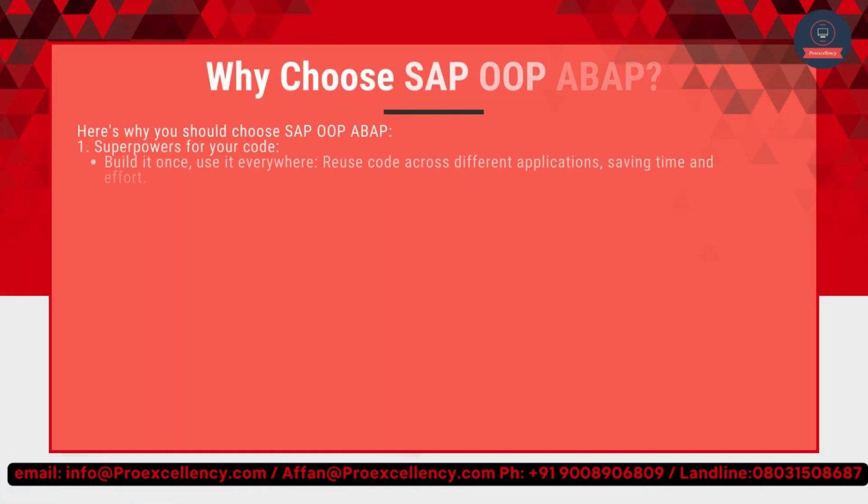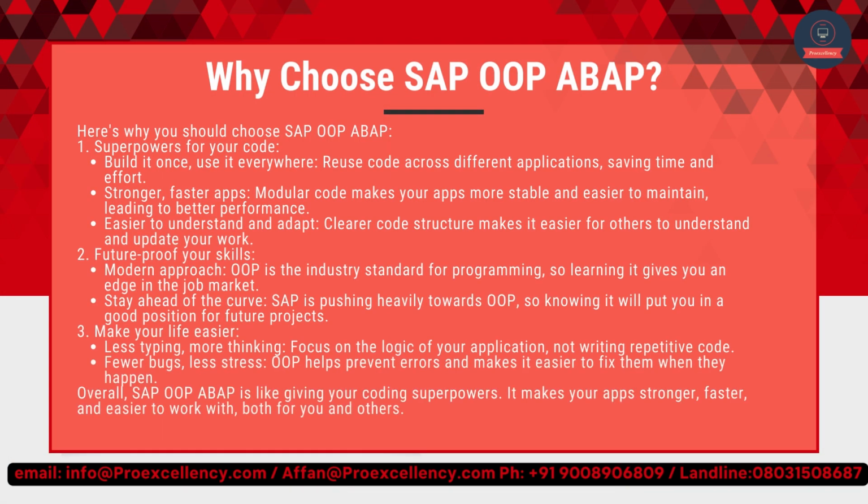Why choose SAP OOP ABAP? Here's why you should choose SAP OOP ABAP. 1. Superpowers for your code. Build it once, use it everywhere. Reuse code across different applications, saving time and effort. Stronger, faster apps. Modular code makes your apps more stable and easier to maintain, leading to better performance. Easier to understand and adapt. Clearer code structure makes it easier for others to understand and update your work.